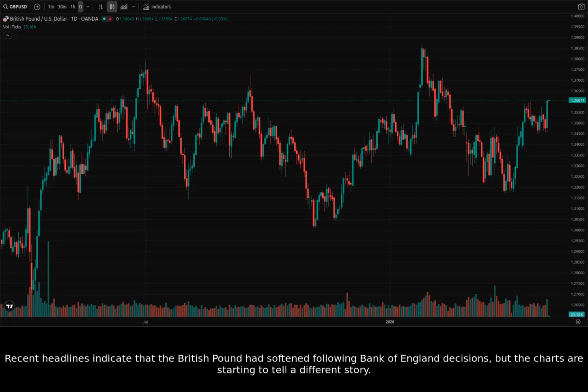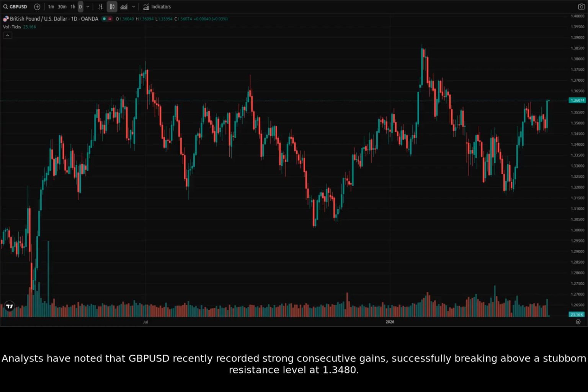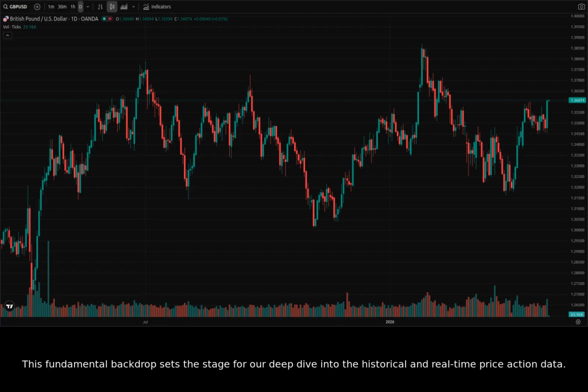Recent headlines indicate that the British pound had softened following Bank of England decisions, but the charts are starting to tell a different story. Analysts have noted that GBPUSD recently recorded strong consecutive gains, successfully breaking above a stubborn resistance level at 1.3480. This fundamental backdrop sets the stage for our deep dive into the historical and real-time price action data.